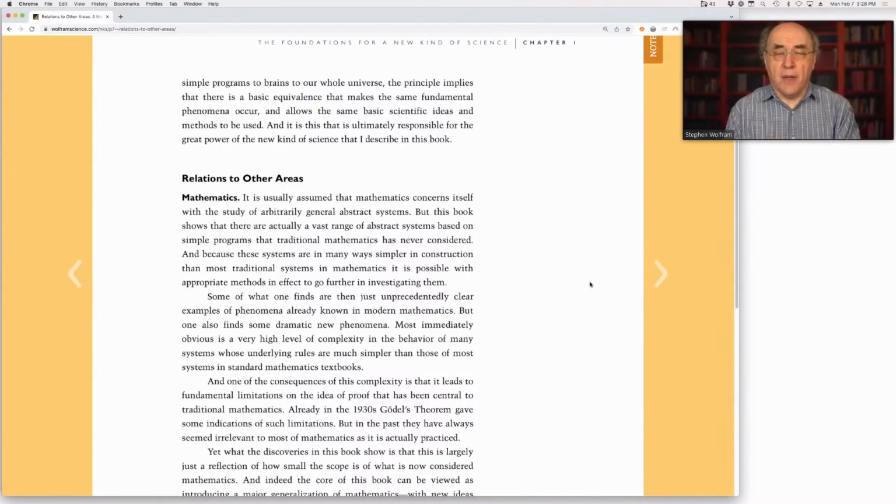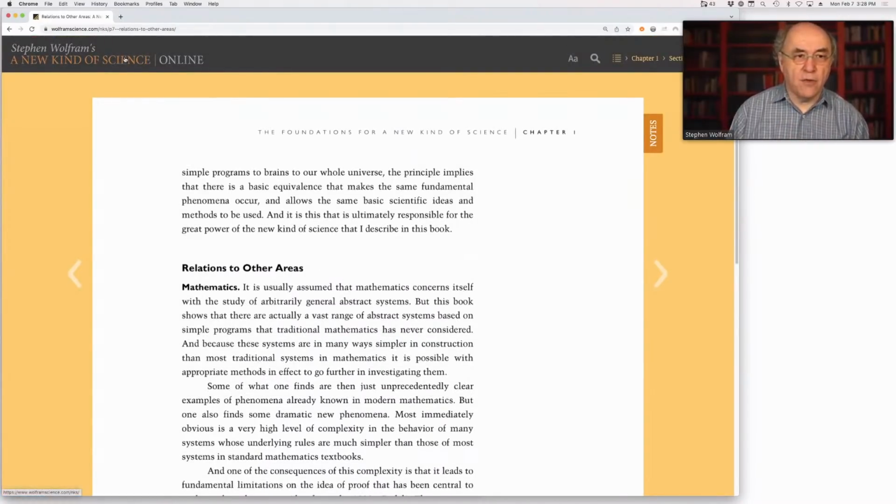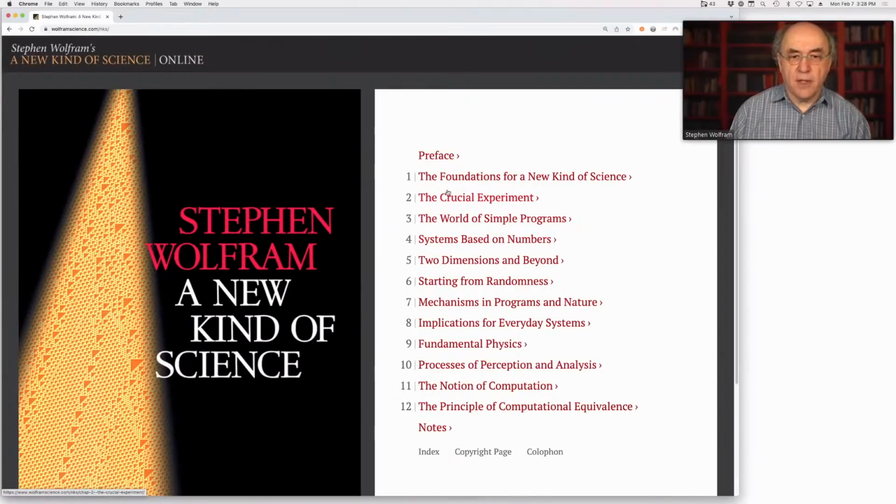And that's sort of the first part of the book. If we go back to the overall table of contents for the book, the first part of the book is devoted to kind of ruliology. What do simple programs actually do out there in the computational universe of all possible programs?